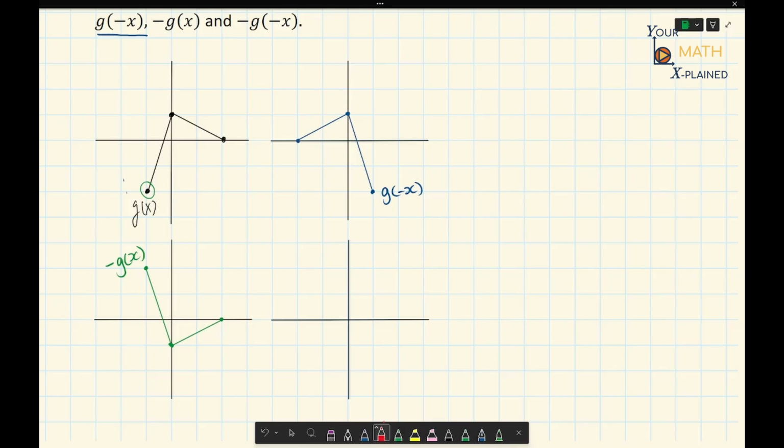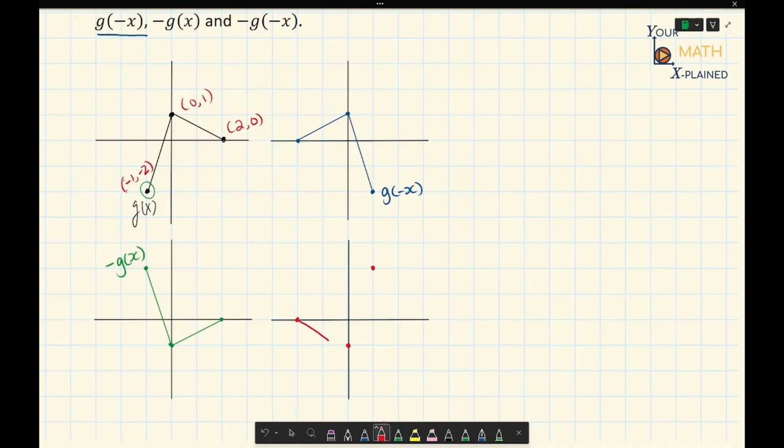So that means this point here was originally (2, 0). If we switch the signs of both the x and y value, that's going to give us (-2, 0). Now this point is (0, 1), and that's going to become (0, -1). And then this last point here was (-1, -2). That is now going to become (1, 2). So all the way up here.